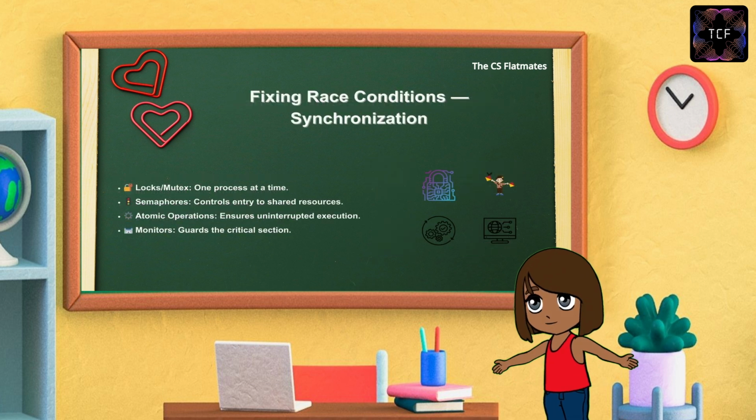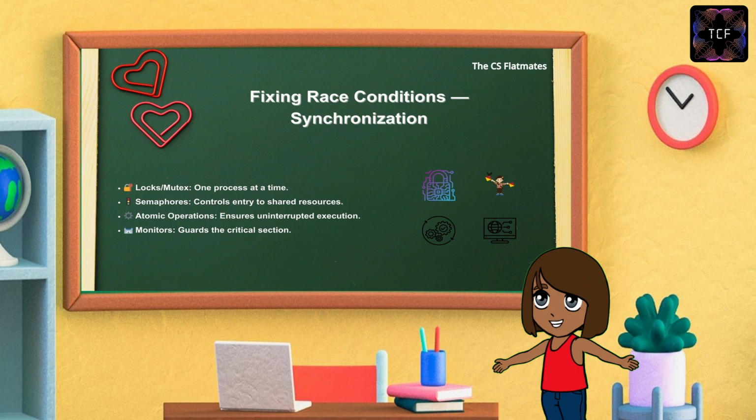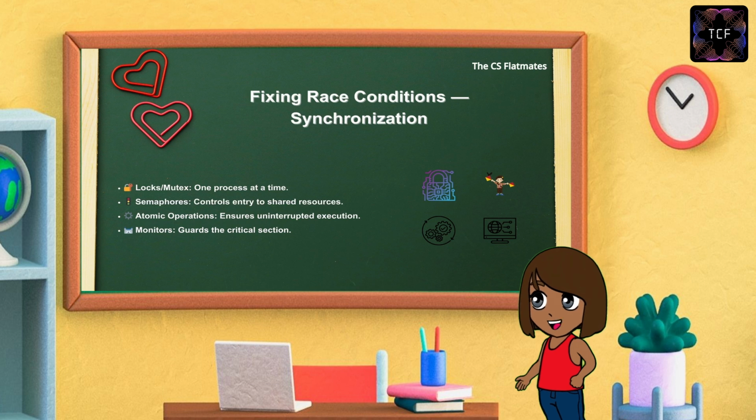How do we solve it? We can fix race conditions using synchronization mechanisms. Let's go over a few. First one, locks or mutex. Imagine locking the bathroom door while using it. Only one process can enter the critical section at a time.